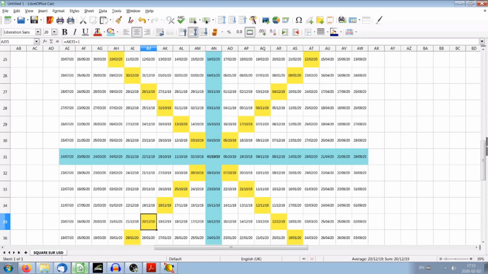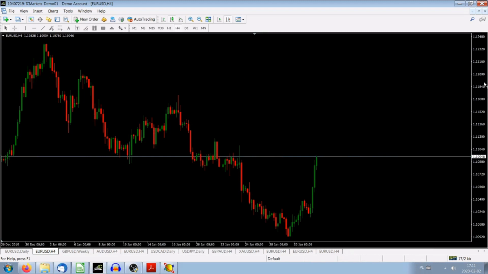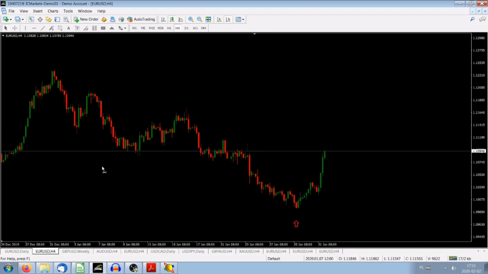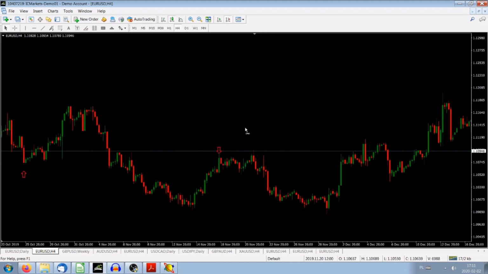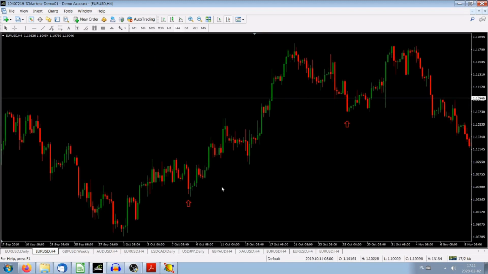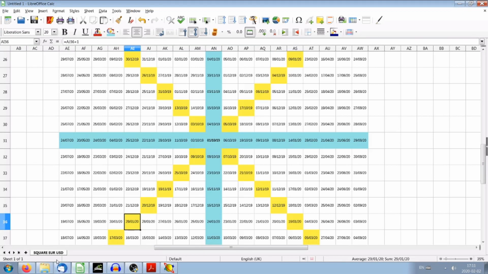And the last one in the row, we got 29th of January, which happened recently. Here, 29th of January. Let's arrow it up. As you see, we got 1, 2, 3, 4, 5 turning points on the market. That's what happened. It's a funny thing.